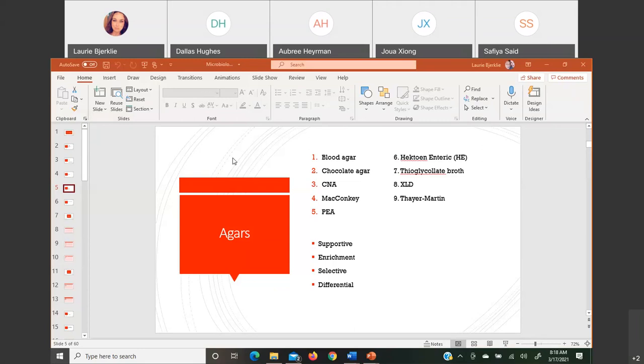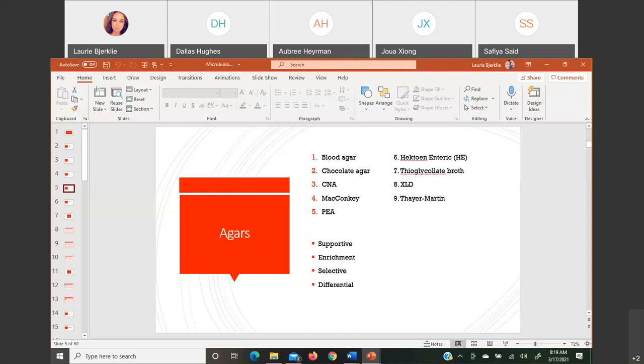Thioglycolate broth is actually two categories. What do we got? Yes, it is supportive. It is enriched. Very good. Supportive and enriched. So thio is very similar to blood agar, except in liquid form. It'll support the growth of pretty much almost anything. And so a lot of times it's just a good extra thing to set up because it will also potentially grow anaerobes toward the bottom of the tube.